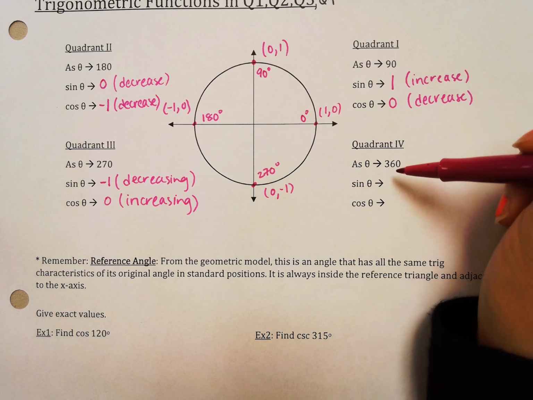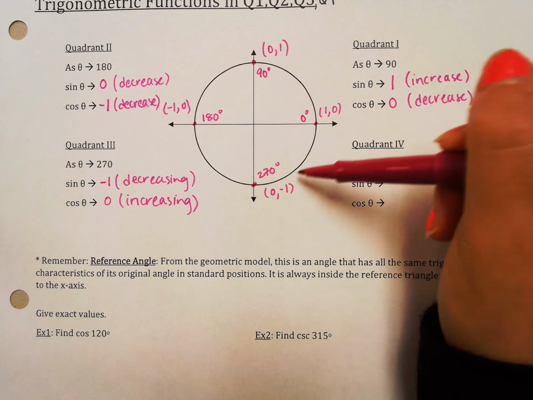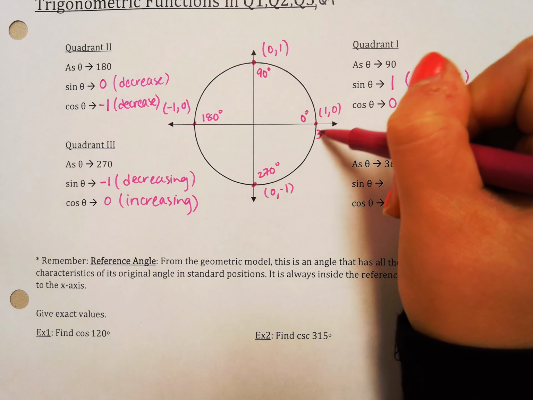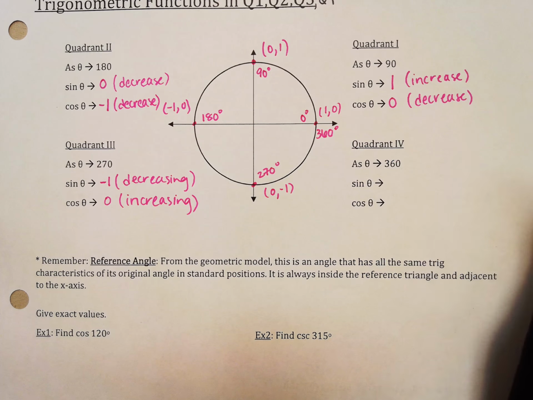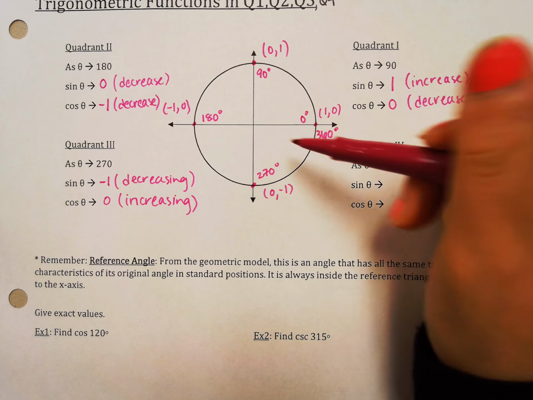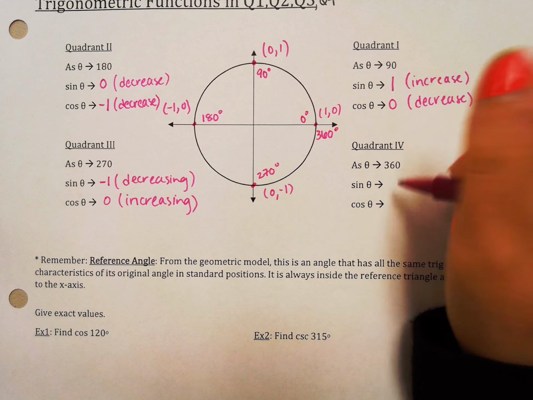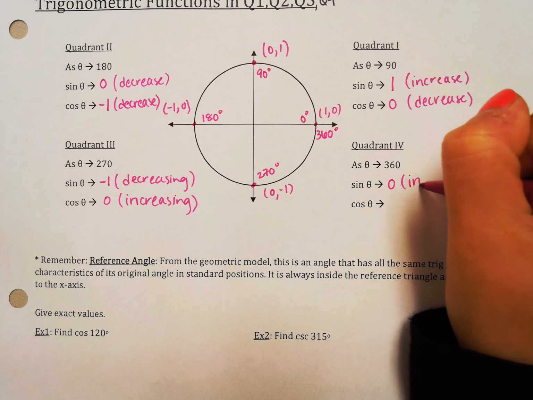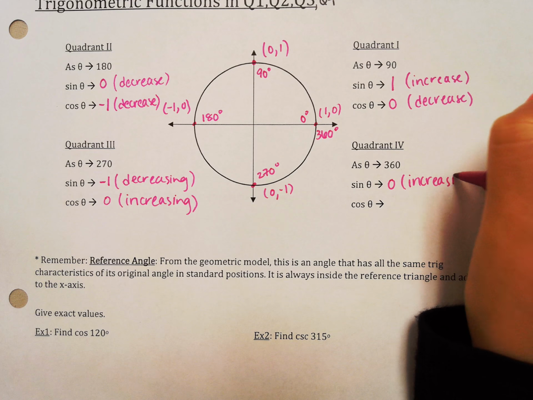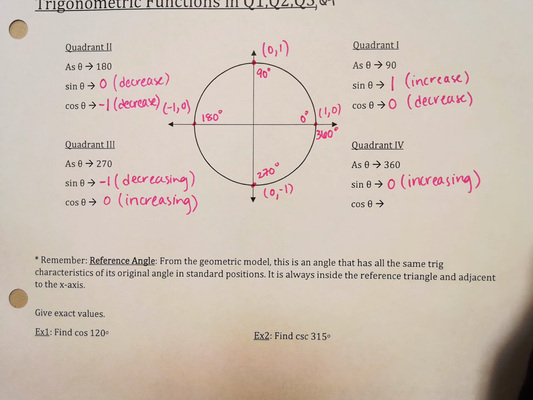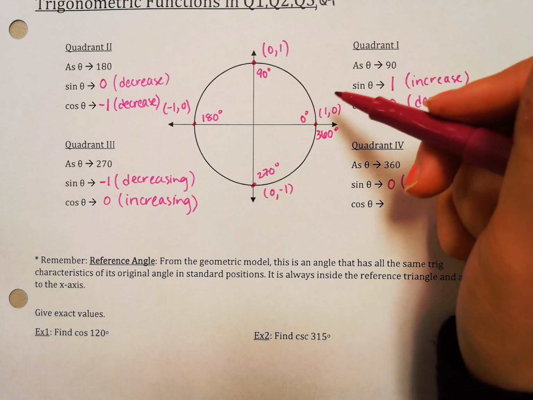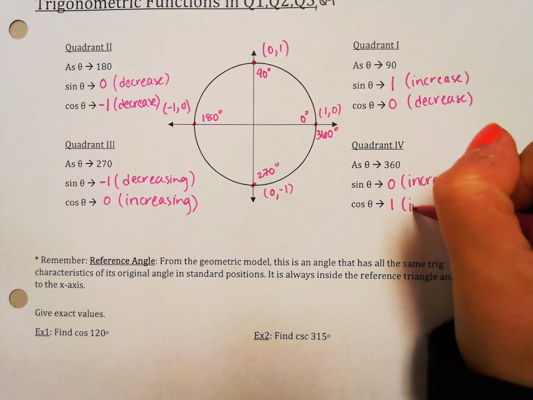And then as my theta is going to 360, from 270 to 360 degrees, which is right back to where we started with our coterminal angle with 0 degrees, our sine value is going from negative 1 to 0. So that's increasing. And our cosine value is going from 0 to 1, which is also then increasing.